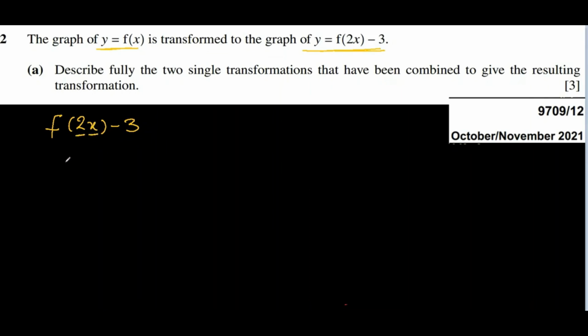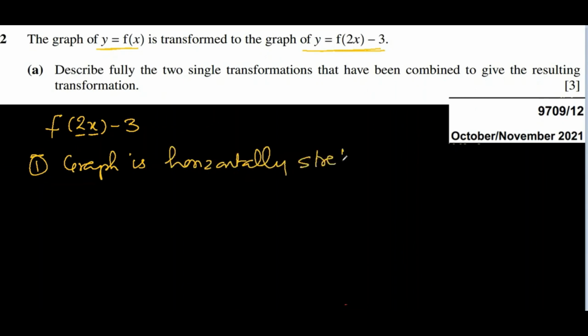That means the transformation will be, number one, that this graph is horizontally stretched. Actually it is compressed, but we write stretched, by a factor of half. Reciprocal of whatever is the coefficient of x, we write the reciprocal of that.